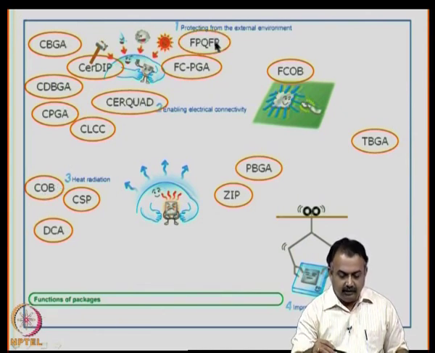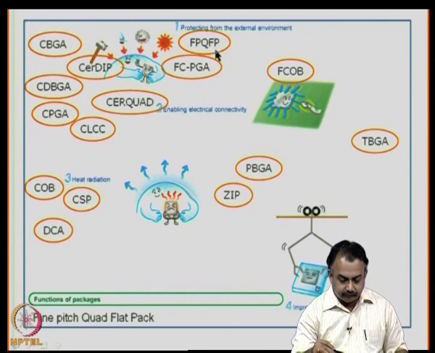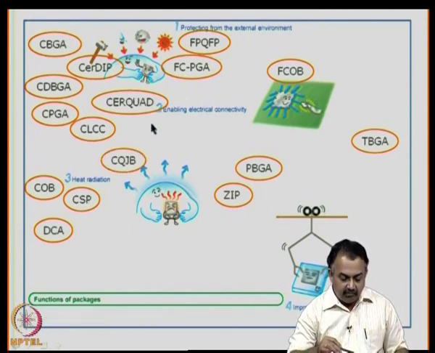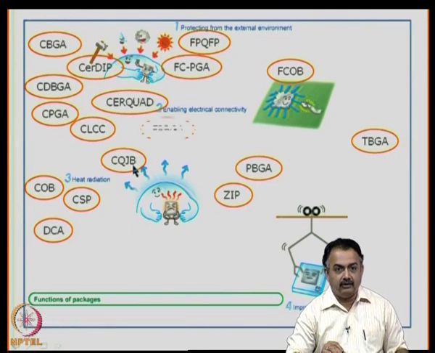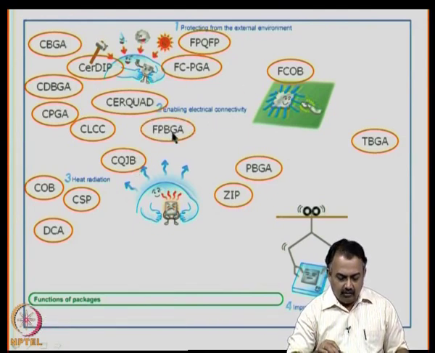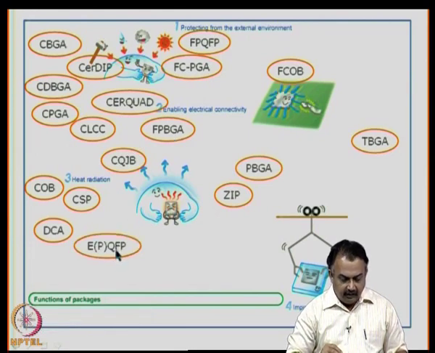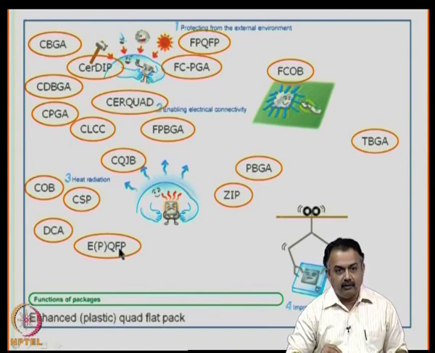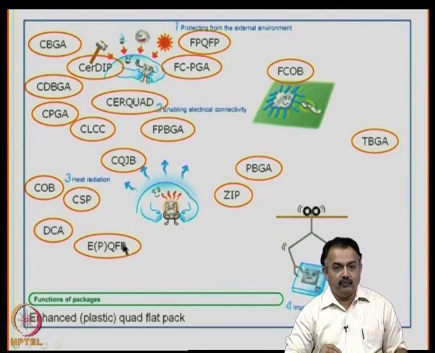The next one is FPQFP. This means fine pitch quad flat pack. The next acronym that you should know is CQJB, which is ceramic quad flat pack J bend leads that come out from the package. You have now FPBGA, which is fine pitch ball grid array. Then you have EQFP or EPQFP, which is known as enhanced plastic quad flat pack. The term enhanced is used for using better materials to remove heat from the QFP.